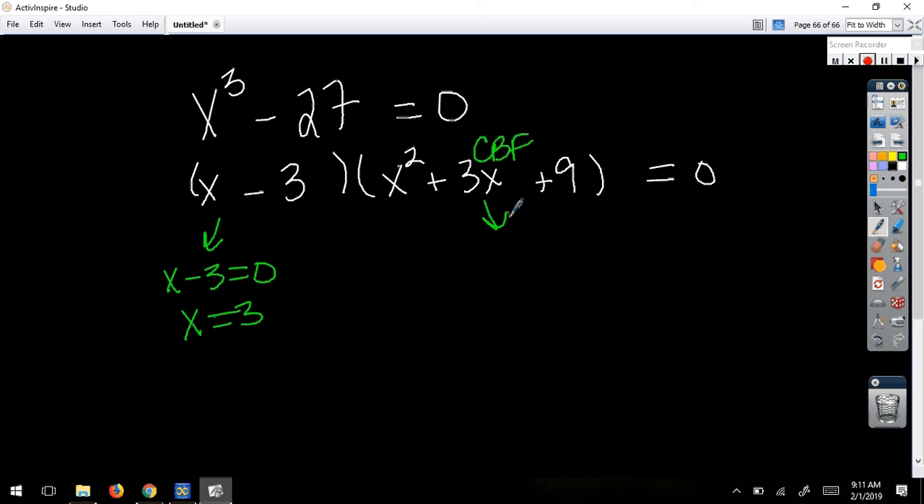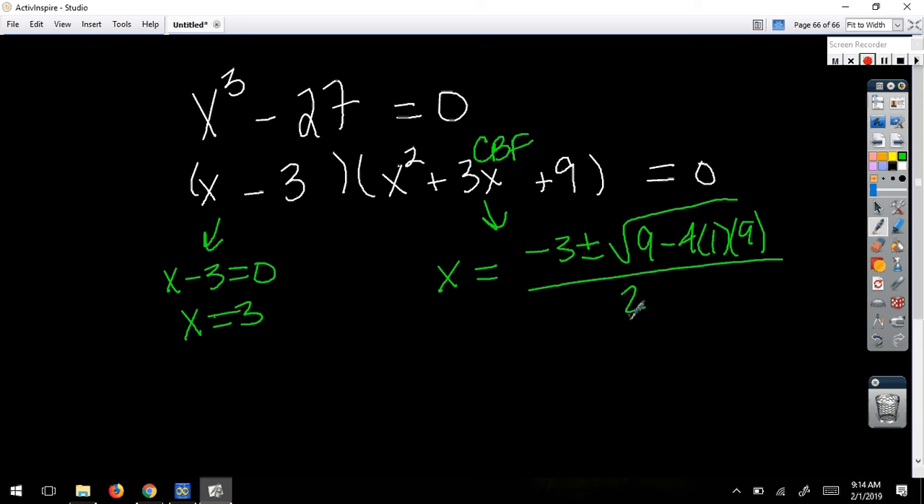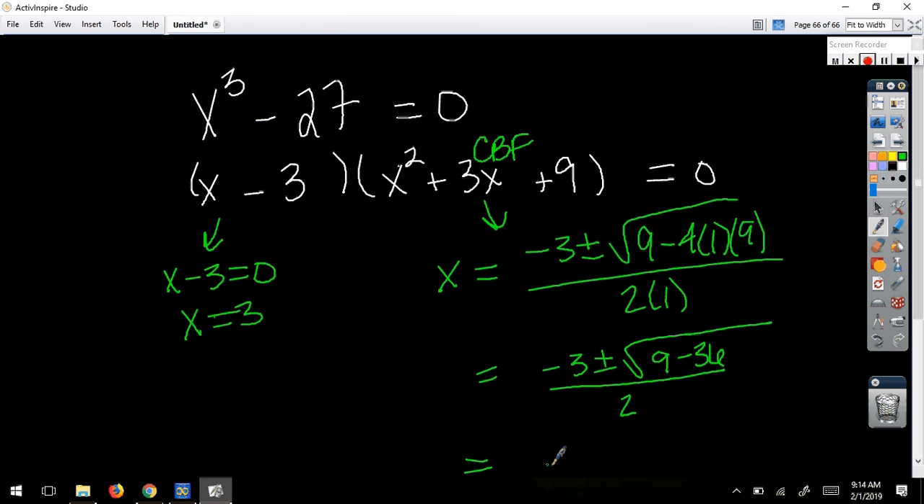It's going to be opposite b plus or minus square root of b squared, so 9 minus 4 times 1 times 9, over 2. Guys, I know y'all are excited about this, but stay with me. It's 36. Negative 27, over 2. It's i times the square root of 27, but it's actually 3i times the square root of 3.